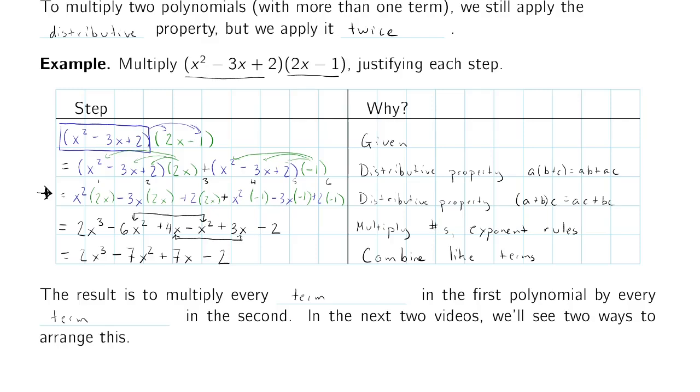And we can always write this out using distribution twice. But that's a long and tedious process, and it's easy to make copying mistakes. So in the next two videos, we'll see two different ways of keeping track of that process.